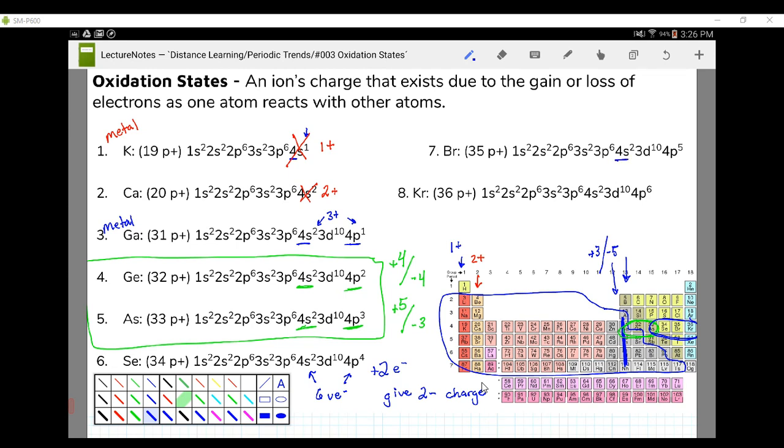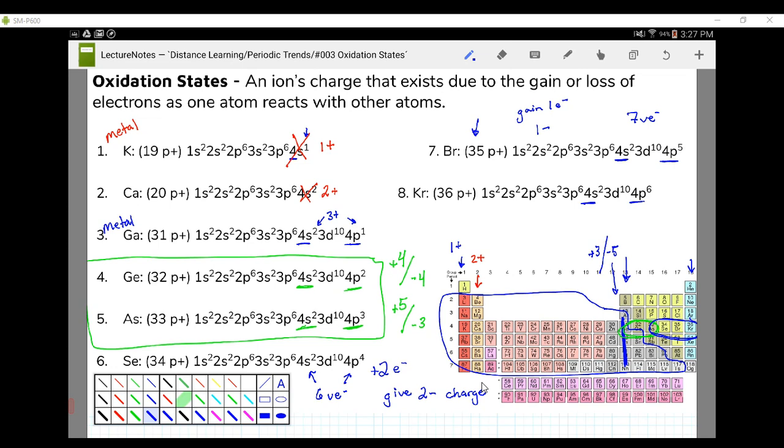Likewise for bromine, with its 7 valence electrons, it has a really high attractive force due to its 35 protons, so it's going to easily gain 1 electron to become a 1- ion. Krypton, over here as our noble gas, has 8 valence electrons, so it does not need to do anything to reach a stable octet.